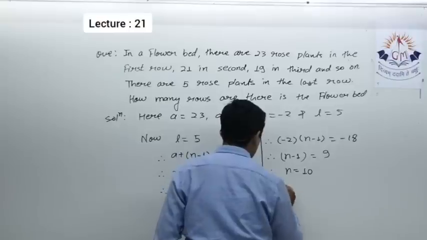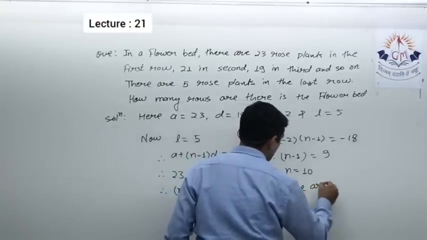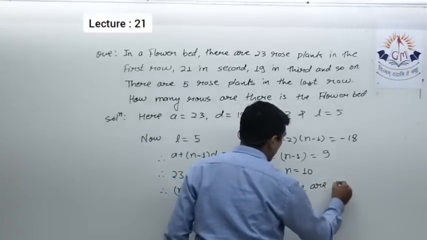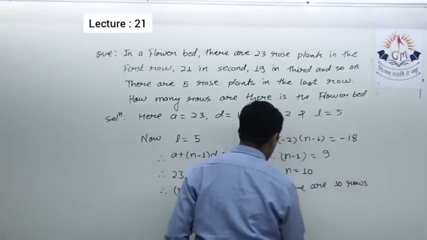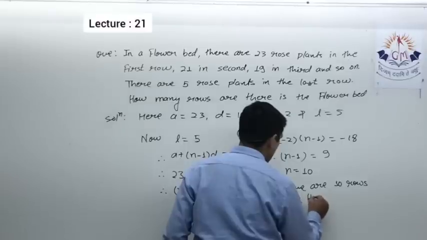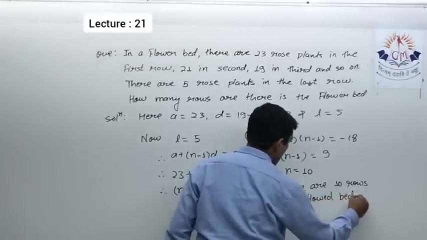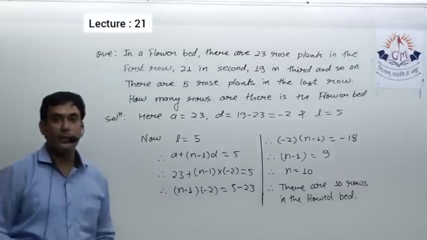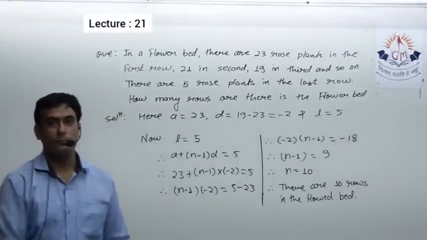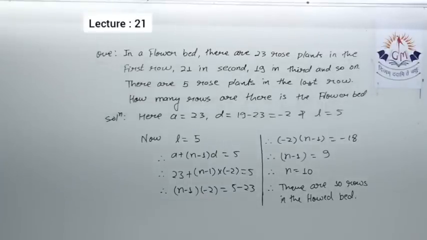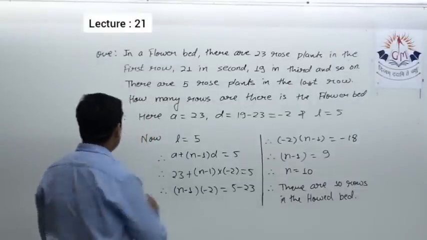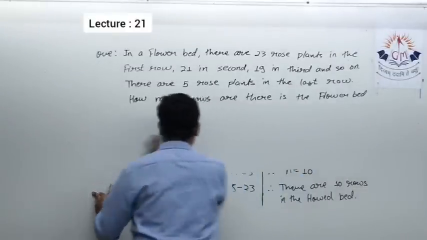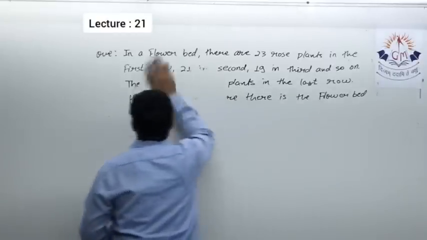Therefore here I can write there are 10 rows in the flower bed. Okay, so please note it down. Then we'll see the next question. Okay, now next question is, let us see the next question.